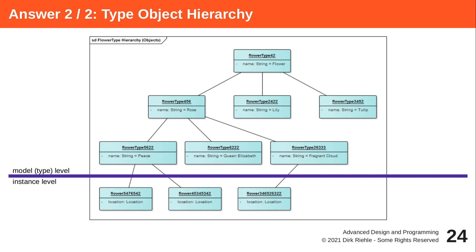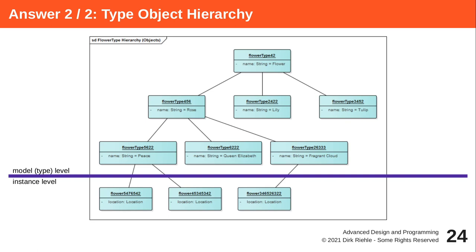And that involves abstract types. So we start with flower, that's the root. Obviously an abstract flower type object, because any specific flower in the real world is of a specific type, not just flower. Same thing with rose and lily and tulip, that's too abstract. But then there are subtypes, and this is a really incomplete biological hierarchy, but that just serves demonstration purposes. Let's assume they are concrete and have no further subtypes. There are specific flower types, subtypes of the rose type, called Peace, Queen Elizabeth, and Fragrant Cloud.